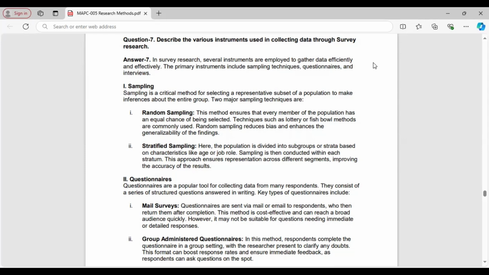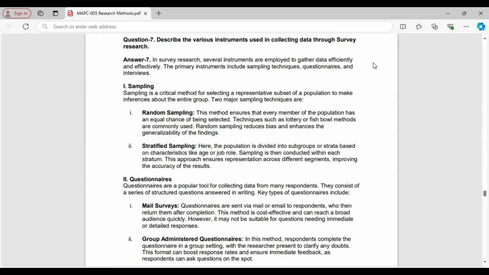And the main techniques under this are random sampling, where every member has an equal chance of selection, thus reducing the bias and enhancing generalizability. Techniques like lottery or fishbowl methods are commonly used. Stratified sampling. Here the population is divided into subgroups based on characteristics like age or job role, ensuring representation across different segments for improved accuracy.